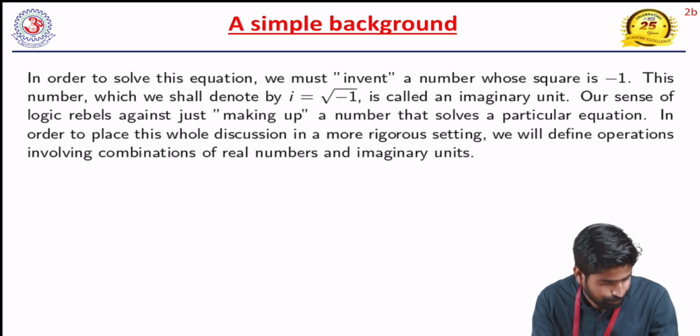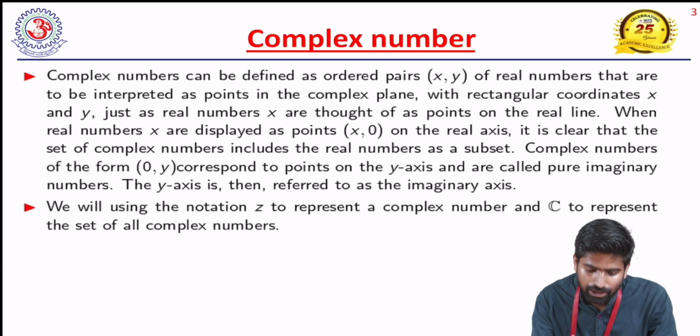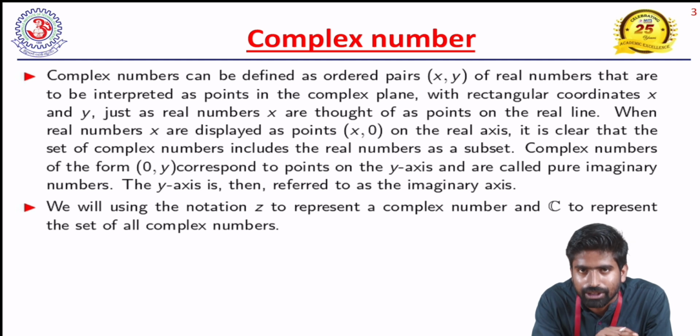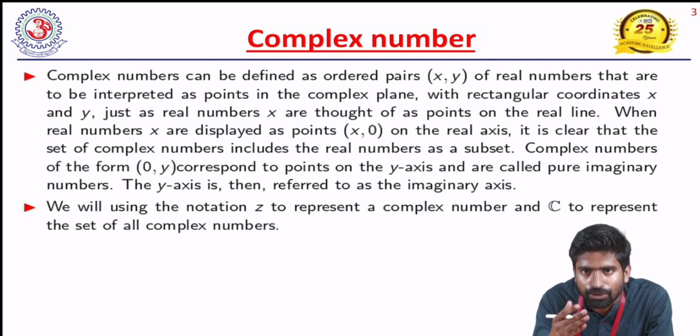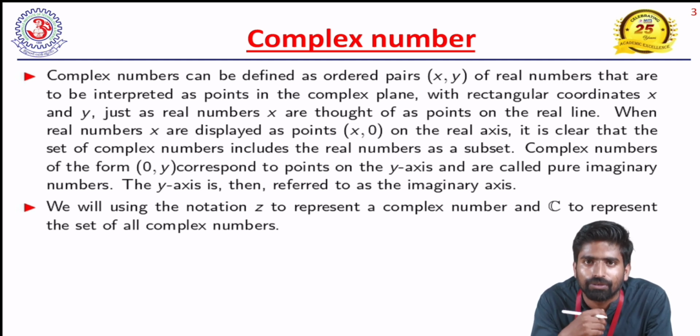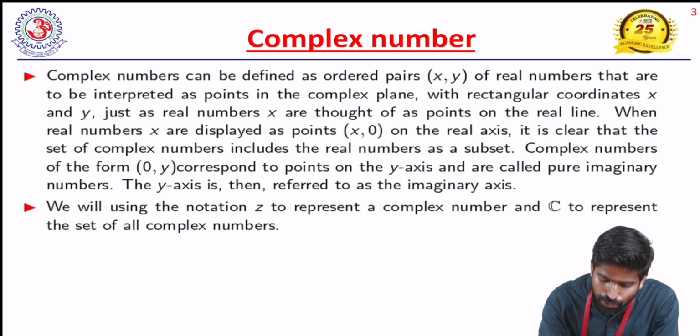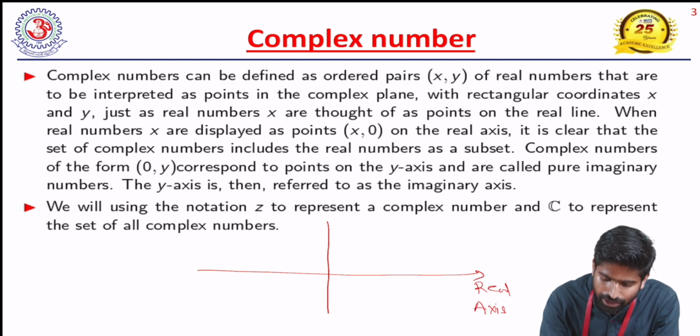Now, in order to represent a complex number, we need two coordinate axes. The first coordinate axis will represent the x-axis, and the second will be for the imaginary part y, which we will use as the y-axis. For example, we will use two coordinate axes: this one is the real axis, and this one we call the imaginary axis.